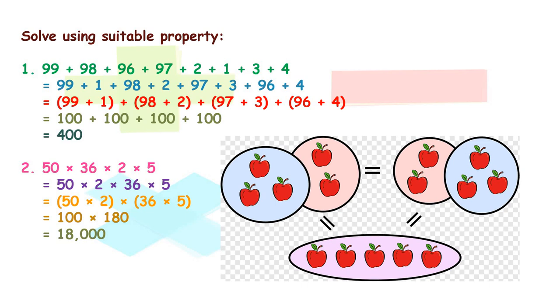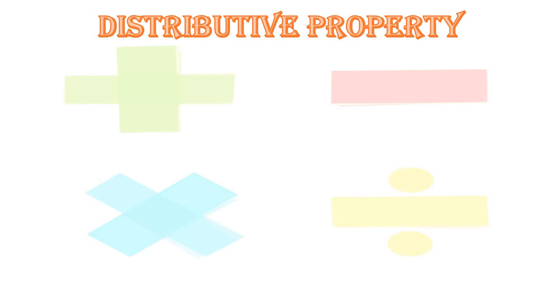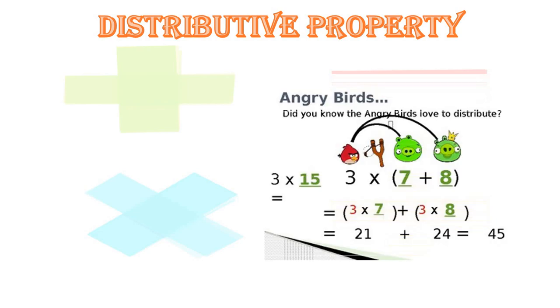Okay, next property was the distributive property. Now what is the distributive property? Whenever a particular number is multiplied with the sum or difference of numbers inside the bracket, then that particular number is distributed to all the numbers. Like in Angry Birds you see here, with the same bird we can kill more pigs, right? Two or more pigs with the same bird. So here also the same rule applies.